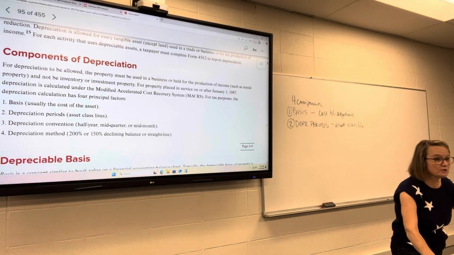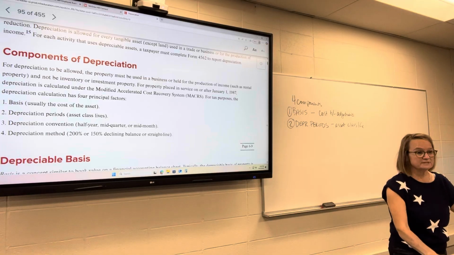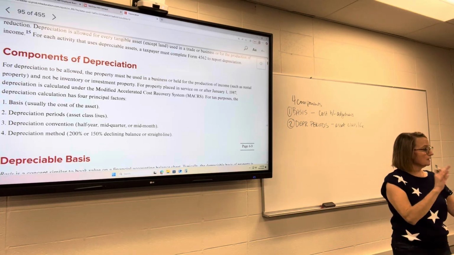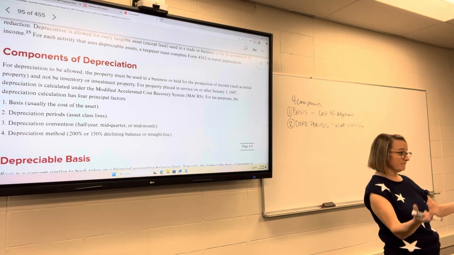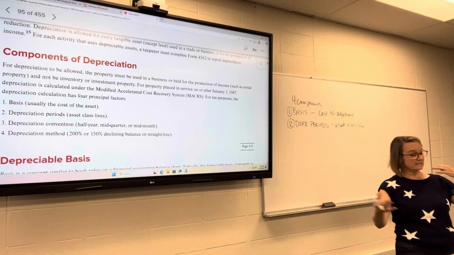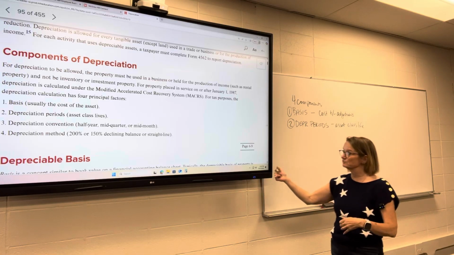Like I said, furniture, I gave you that example of the table. Furniture and equipment is a class of assets, and it has a 7-year life. That just, it is what it is. That's the class life for it.